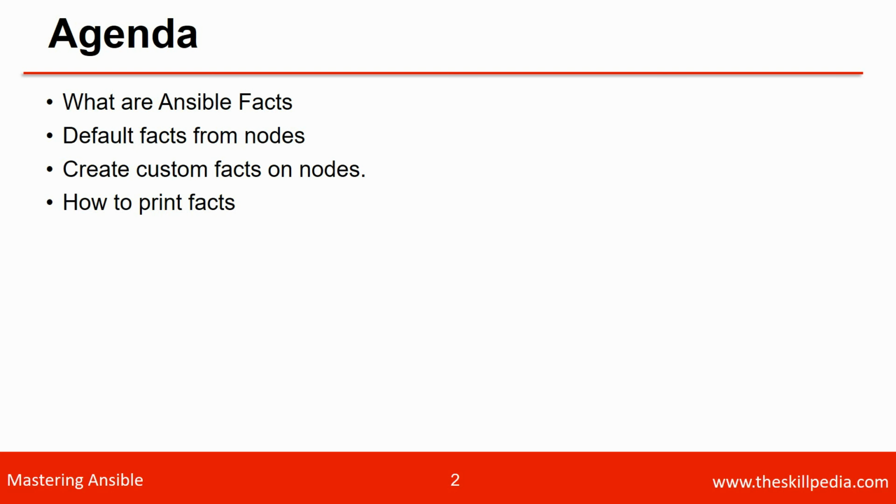Can we say that facts are also variable? Of course we can say that. Is there any difference? Yes. Facts and variables overlap in the definition, and 90% they are the same thing, but there is one difference as well. So in this session we will understand the facts, how do we gather facts, how can we create custom facts, and what are the variables.